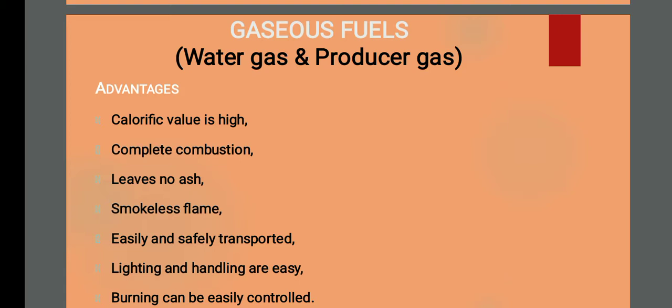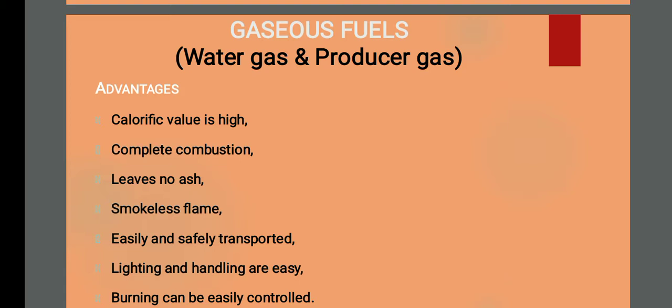So now I'll move on to gaseous fuel. You know what gaseous fuel is. Gaseous fuel is nothing but fuel in the gaseous form, or gas form. Initially I told you what gaseous fuel is. There are three types of fuels: solid, liquid and gas. Coming to gaseous fuel, we have natural gas, water gas and producer gas. In our syllabus we have only water gas and producer gas. Before going into the preparation and uses of water gas and producer gas, we can see what the advantages of gaseous fuel are compared to solid fuel and liquid fuel.